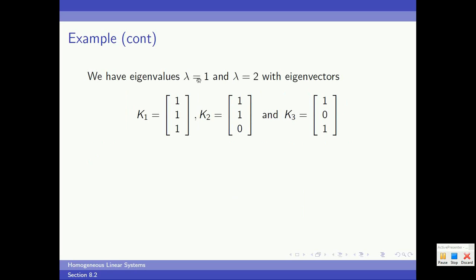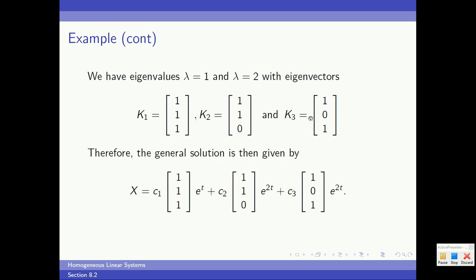So now we have lambda equals 1 with this eigenvector, lambda equals 2 with these two. So we do the exact same thing. The only thing that you're going to see is you have e to the 2t and e to the 2t here. But we still have our general solution.